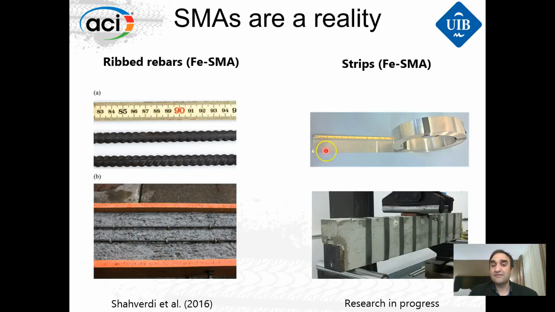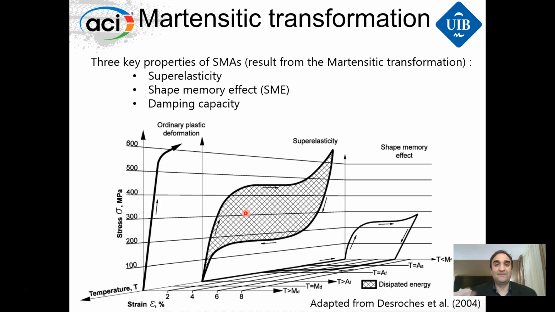And these are strips, also iron-based shape memory alloys, and we are going to use them for shear strengthening. This is our research in progress. We'll talk about this also later. So, in fact, we can already go to the market, buy iron-based shape memory alloys specifically designed for structural concrete, and apply them.